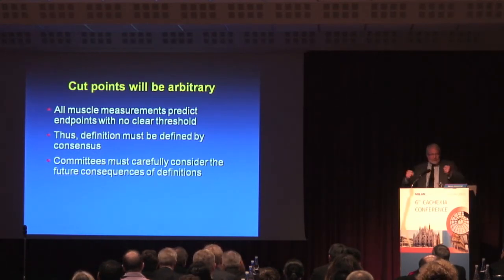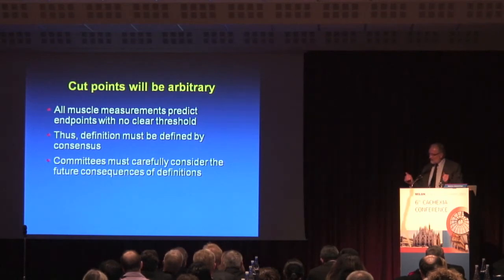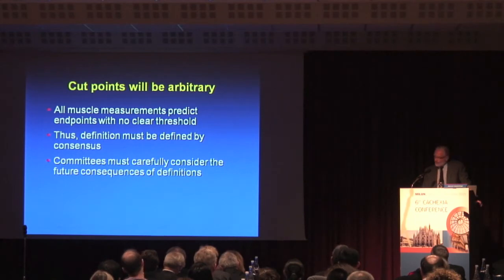And committees struggle and struggle and struggle over this, but ultimately, as you saw with osteopenia, there is no point in struggling to the death because there is no right answer. There just has to be a final consensus when somebody stands up and says, this is it. However, in doing so, committees need to carefully consider all the future consequences of the definitions that I was just describing for osteopenia. The fear, the worry, the excess use of drugs, or maybe the underutilization of drug therapy amongst those at high risk who don't meet the measurement criteria.